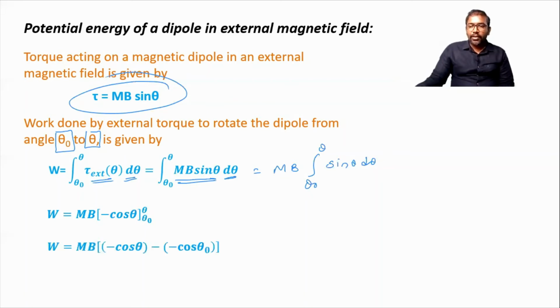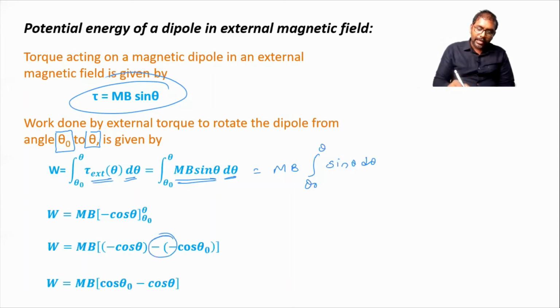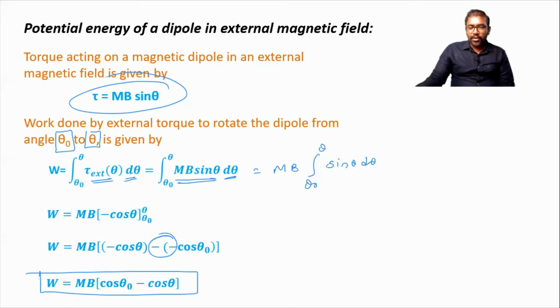Then after that we have to substitute the limits here. Let me substitute the upper limit first: instead of theta, it is theta. So minus cos theta, then minus, and then the lower limit we have to substitute: minus of cos theta 0. Then this minus minus is plus. So here I can write cos theta 0 first and minus cos theta later. So we get work done is equal to mb (cos theta 0 minus cos theta).